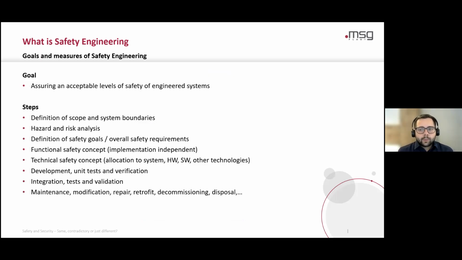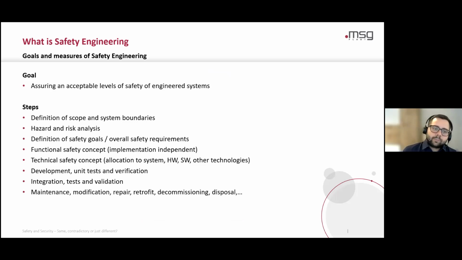Okay, what is now the goal of safety engineering? The goal again is assuring an acceptable level of safety of engineered systems. And how do we do that? First, we are defining the scope and the system boundaries of the system under consideration. And then we are starting with the hazard and risk analysis.